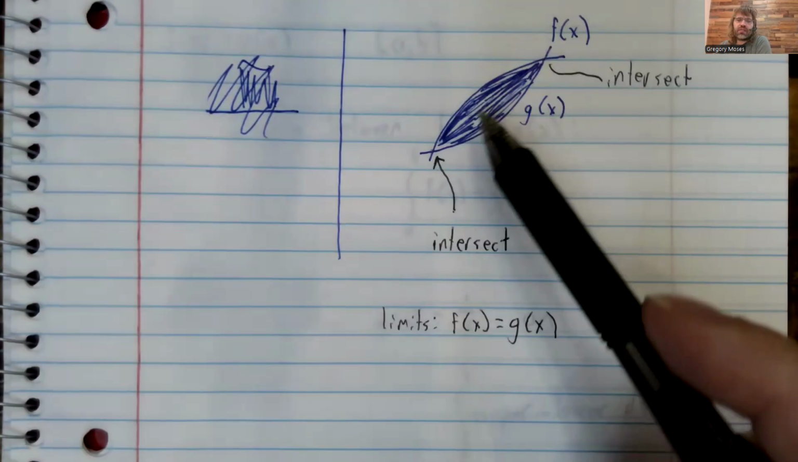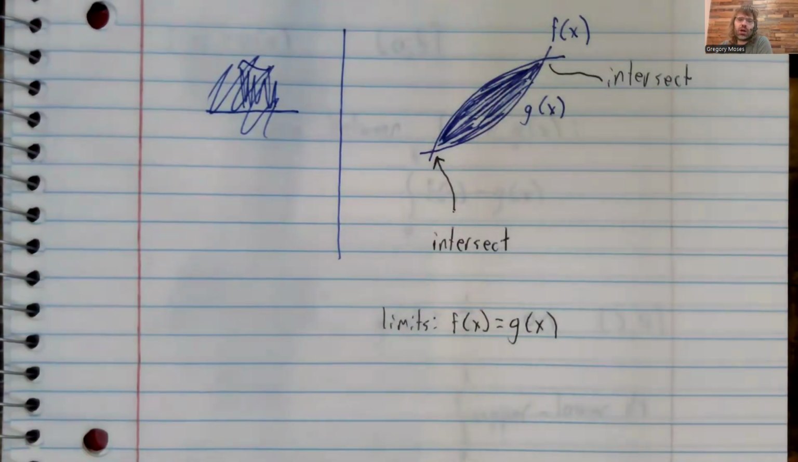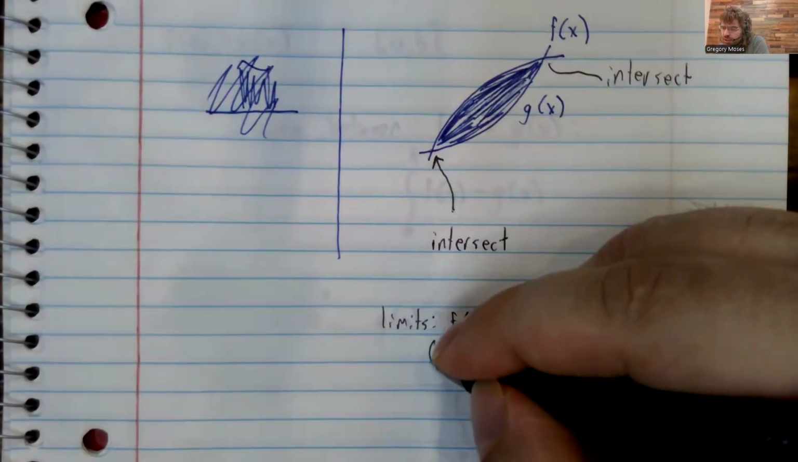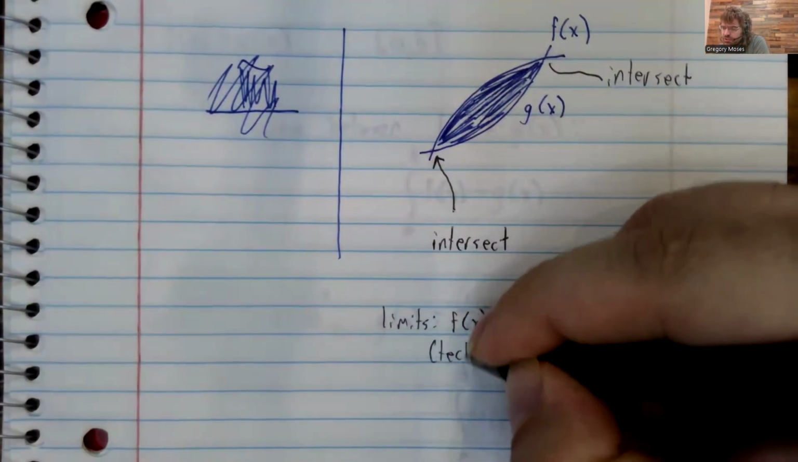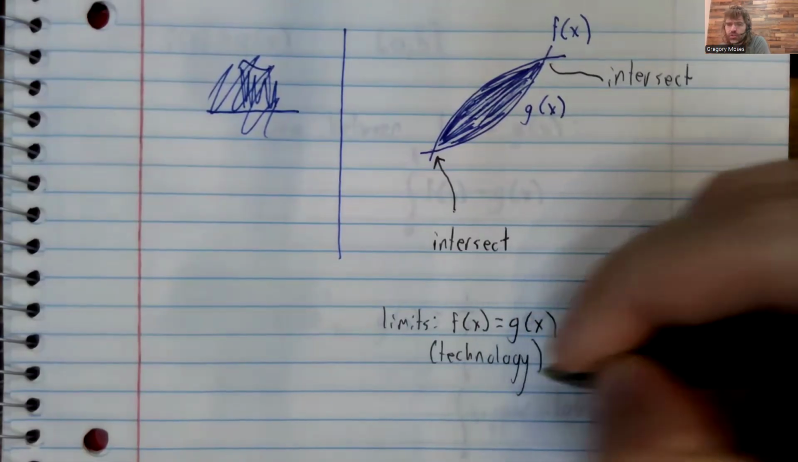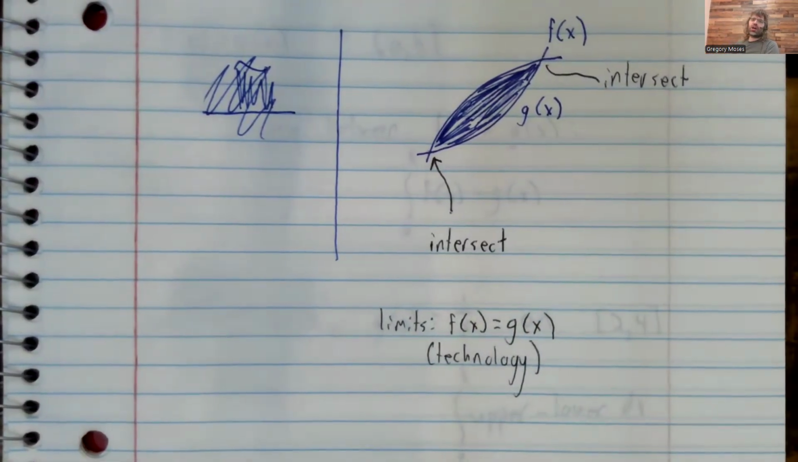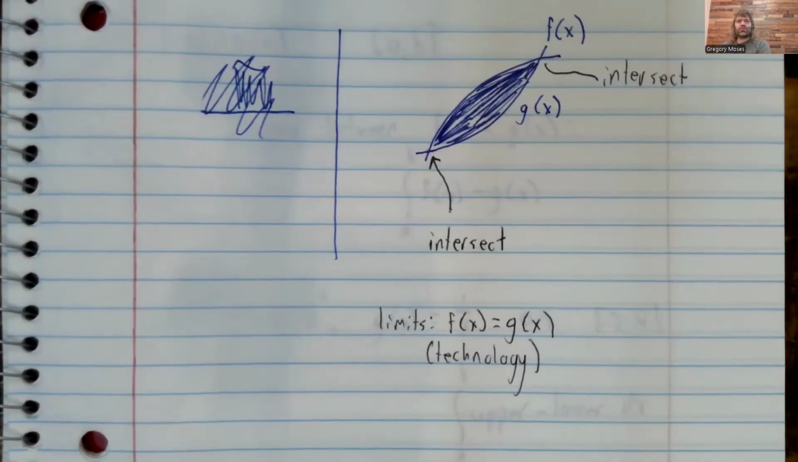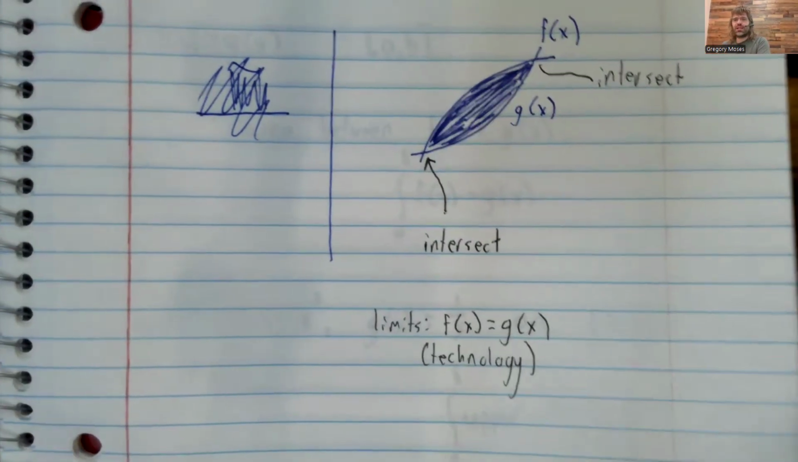Having said that, if f of x and g of x are at all complicated, this is a pain. And I'm going to steer you towards using technology rather than trying to do it by hand. And let's give a second example to verify what I'm talking about.